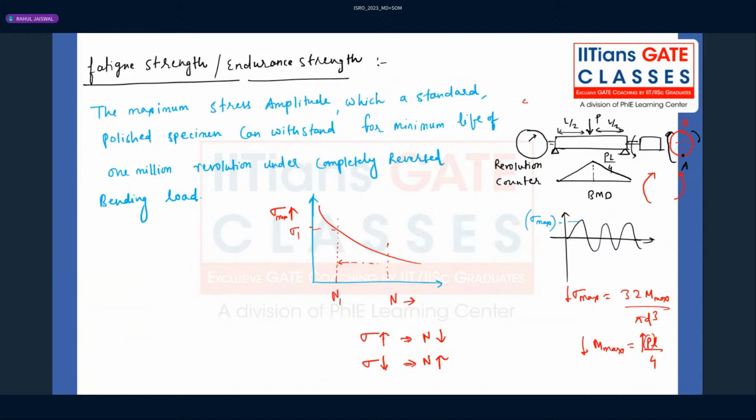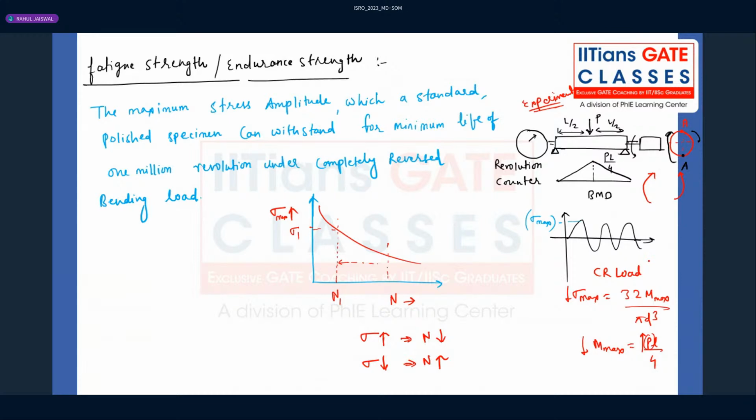Right now, whatever the experiment is, when you see this experiment, it looks like the material will always be subjected to completely reversed load, but it is not true. In reality, the material is being subjected to both static load as well as fatigue load. Then how do we solve and design that particular component when it is subjected to both static as well as dynamic load? Tell me this. How will you design the component when it is subjected to both static as well as fatigue load?